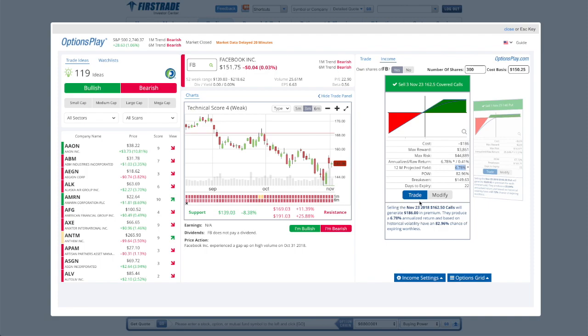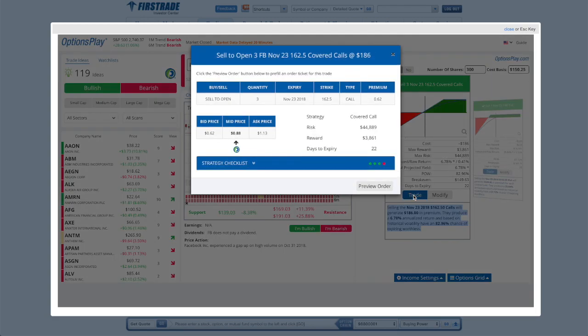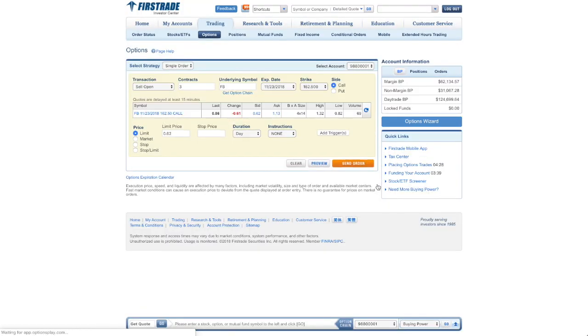And lastly, for those of you that are brand new to this type of strategy, we have what's called plain English here at the bottom to really explain the strategy for you so that you understand what you're getting yourself into before you go ahead and place a trade. And lastly, when you hit the trade button, we have again a strategy checklist to make sure you understand the risks with all of this, the risk of this particular trade, and that allows you to hit the preview order button to send this trade off for execution.